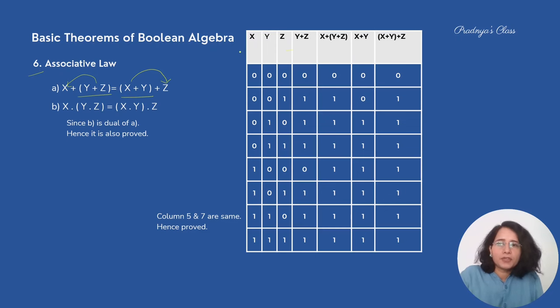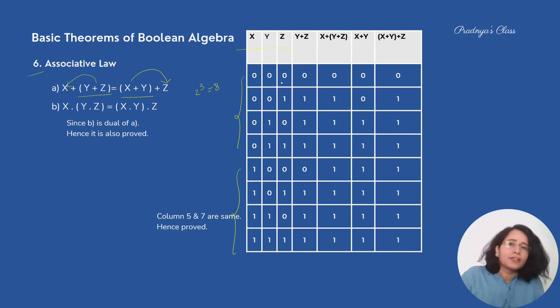In this expression we have a total of 3 variables, so 2 raised to the power 3 will be 8, so we will get 8 combinations, and we studied how to take these combinations. First 4 times 0, 4 times 1, in the next column 2 times 0, 2 times 1, and for z again half of it, 1 time 0, 1 time 1.